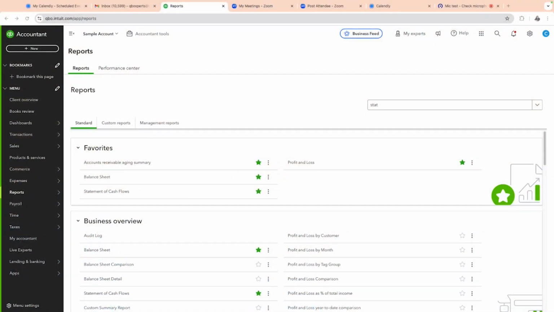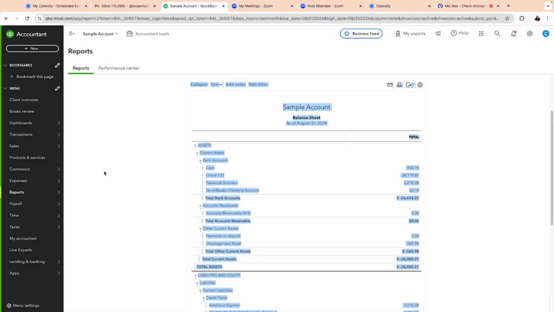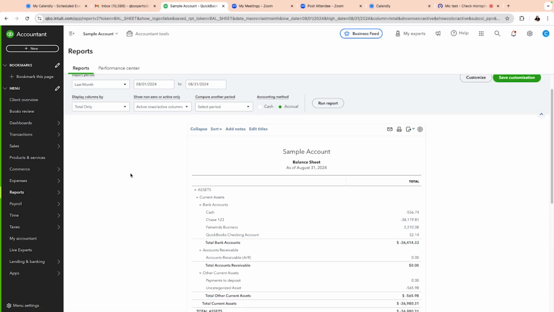All right, here we are, QuickBooks Online. To get to reports, on the left-hand side, click on reports. And I have the three most important reports here already selected. And that's four. That's our accounts receivable aging summary to find out if your clients are paying on time, your balance sheet, your statement of cash flow, and your profit and loss. We're going to take a look at the balance sheet here. And this is the standard balance sheet.